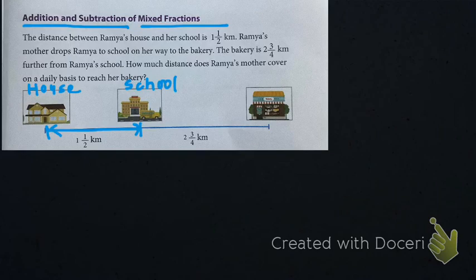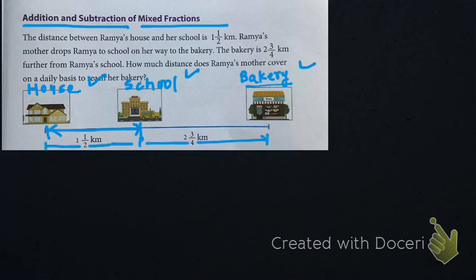Next, Ramya's mother drops Ramya to school on her way to the bakery. So her school is between the bakery and her house. Her house is here, her school is here, and here is her bakery. So the school is between the house and the bakery. The bakery is 3 upon 4 kilometer from Ramya's school.